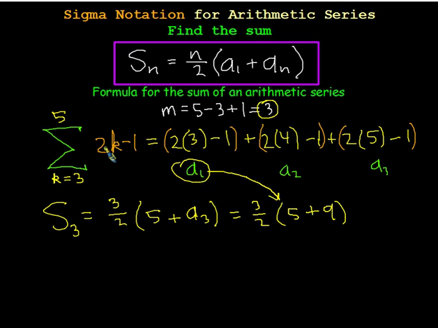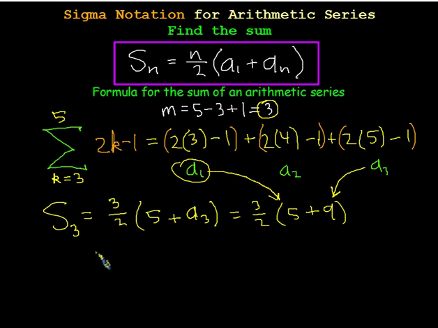And to get a sub 1, we're always just going to take this expression here and fill in this number for our k. Now, to get this one right here, we're always going to use the very last a, whatever it is. And the way we get that very last a is we take this expression and fill in this number. In this case, it gets us 2 times 5 minus 1, and that gets us 9.